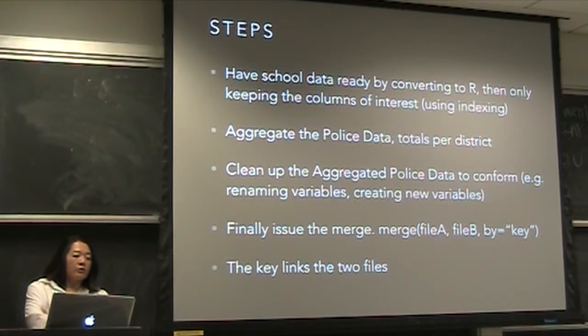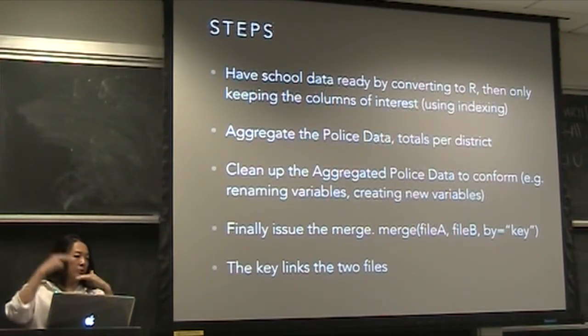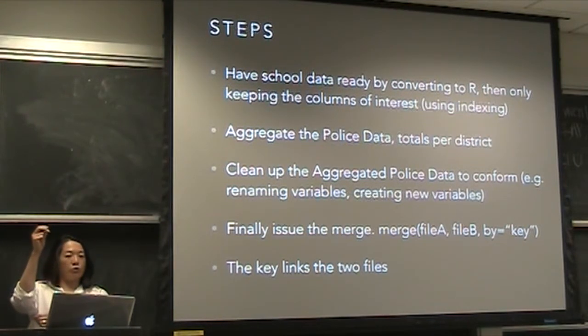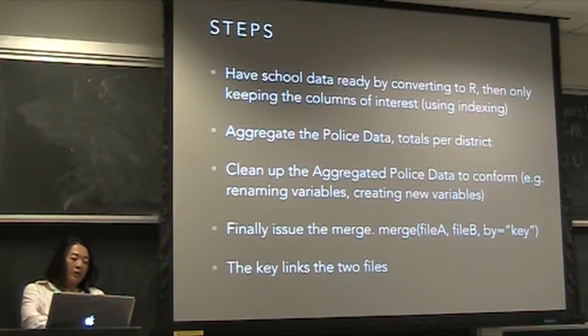You might aggregate the police data set into totals per district, because again, what you wanted to see was the number of crimes in each police district. So you're going to need to somehow aggregate the police data, because the police data doesn't exist that way. The police data exists as individual crimes. But now we want it to be total crimes by area. So we need to clean it, and we need to aggregate it to get it there.